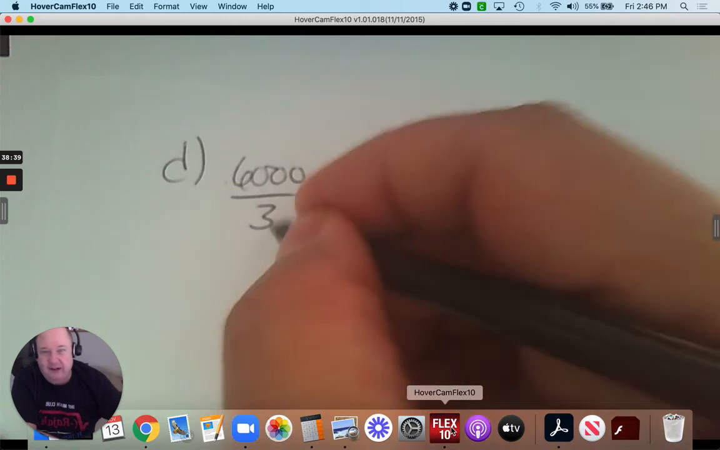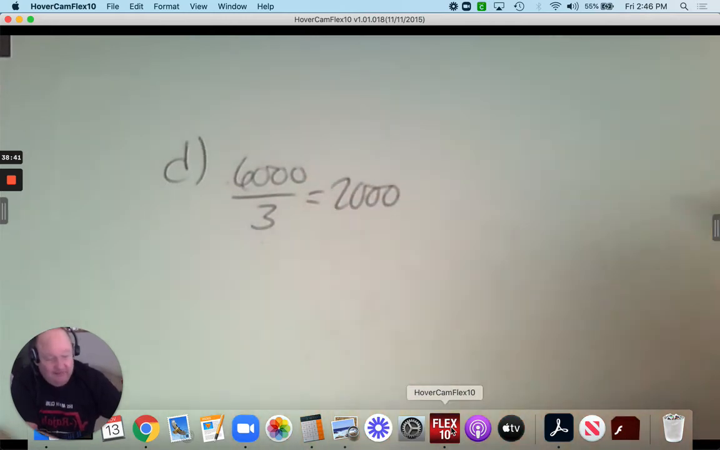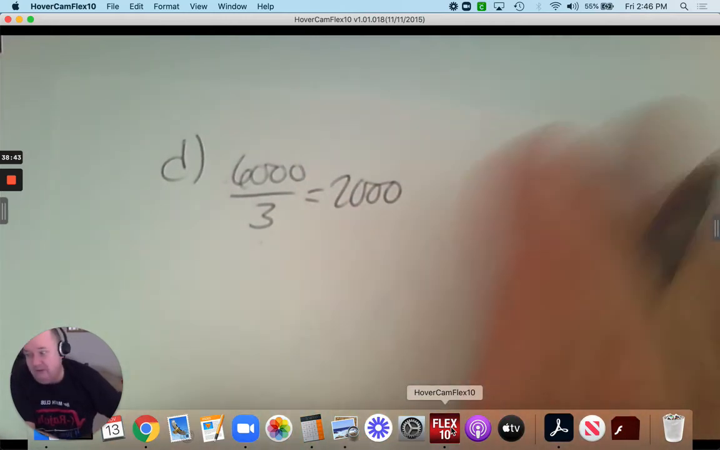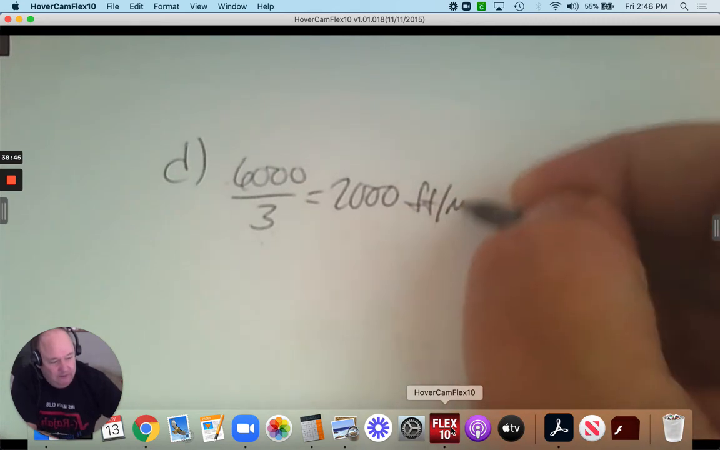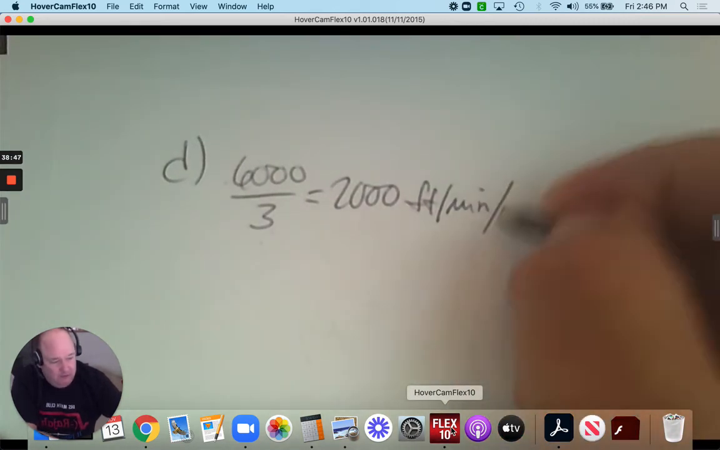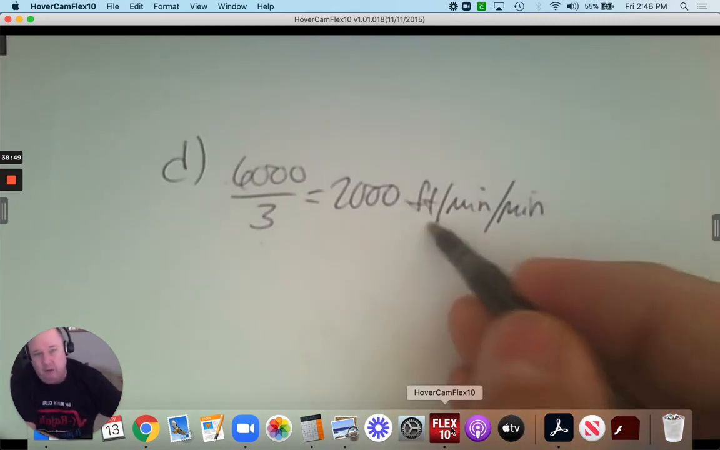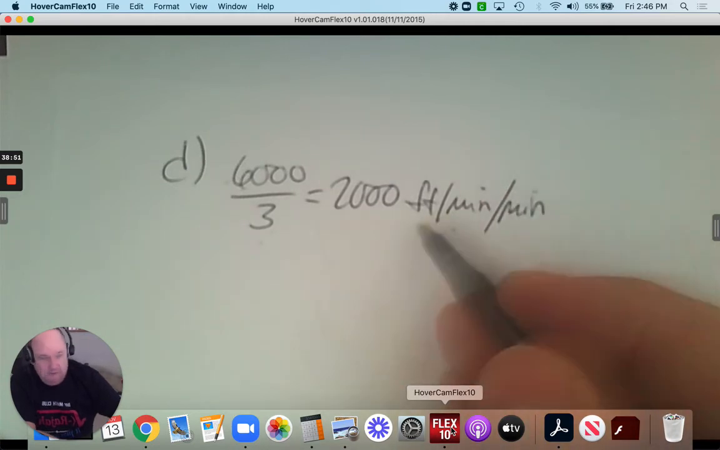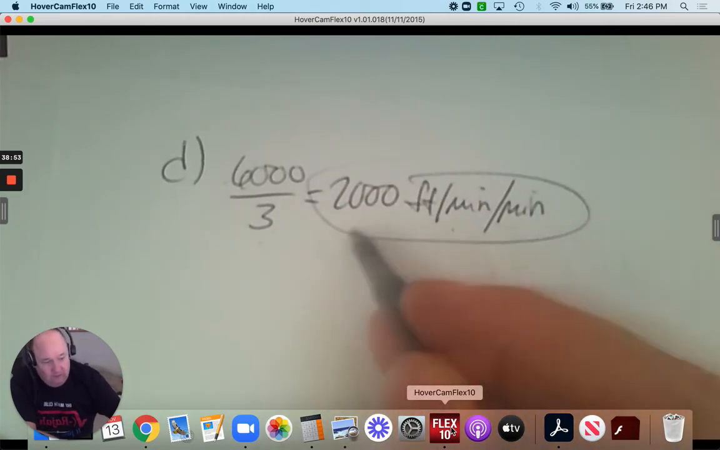So 6,000 divided by 3 is 2,000. Now, the key is the units. It was feet per minute, but if it's acceleration, it's feet per minute squared. So the key is the units and the slope.